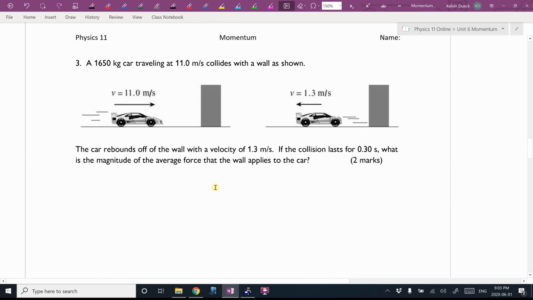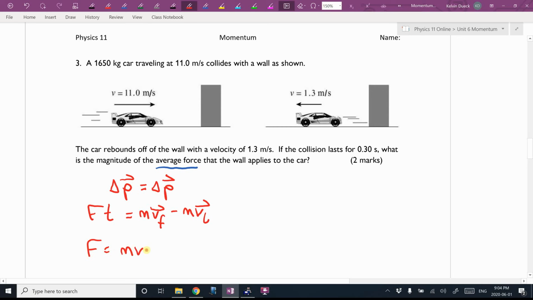Number 3. This is a collision, but there's only one object. So even though it says collision, the fact that they're wanting me to find the average force, this is a job for impulse. I'm going to walk through the steps I did in question 2, but I'm going to do it in one line. So I'm going to start out by saying impulse equals impulse, which sounds really silly, but really what I'm going to say is force times time has to equal mv final minus mv initial.